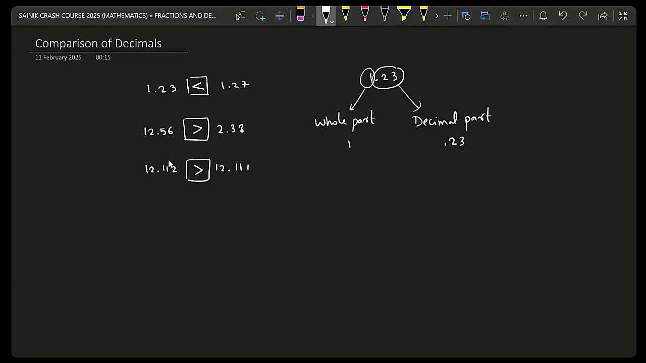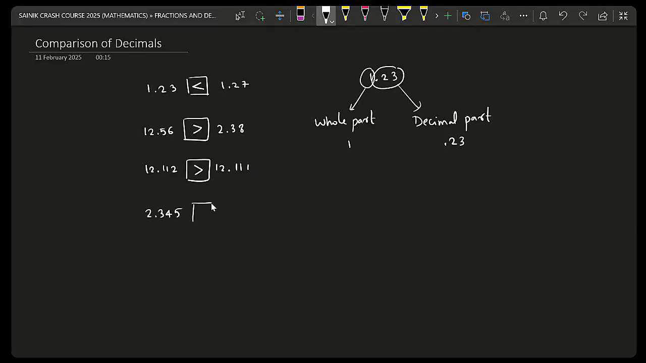And one more thing: many students read it the wrong way. They say 12 point one hundred twelve. That is wrong. Don't read the digits after the decimal point like a number. Read them separately. You should say each individual digit separately: 12 point 1 1 2, but don't say 112. Okay. And let's take one more example.